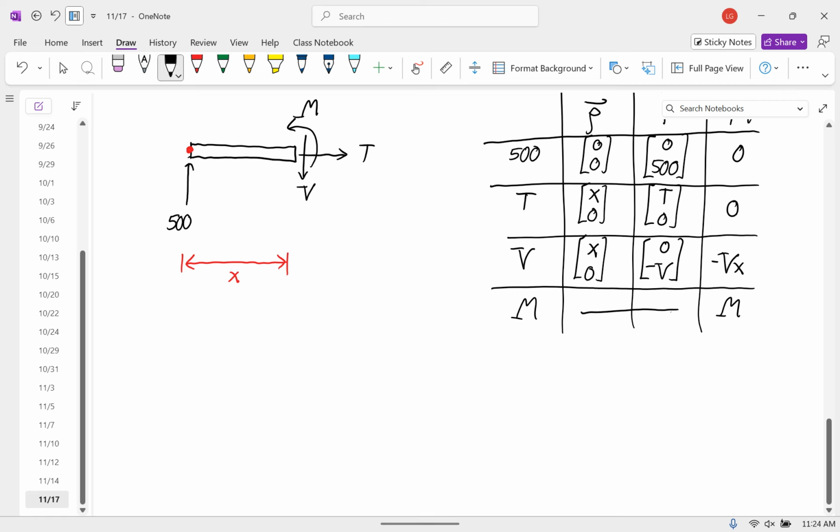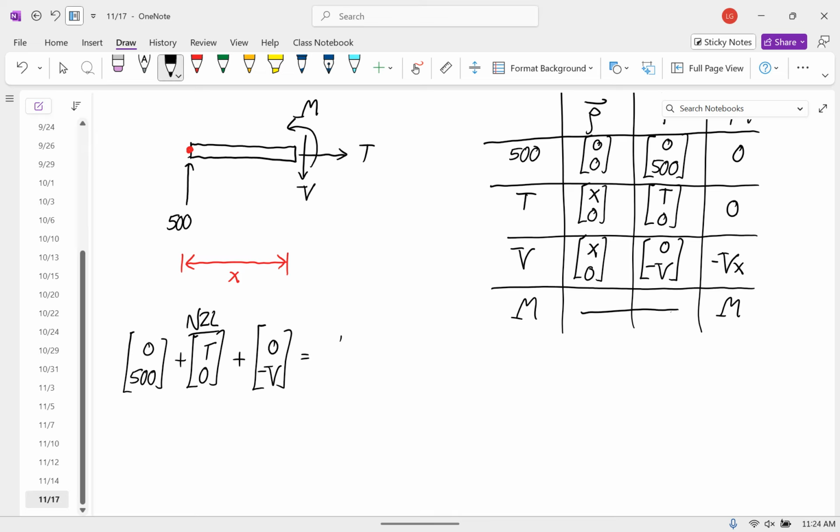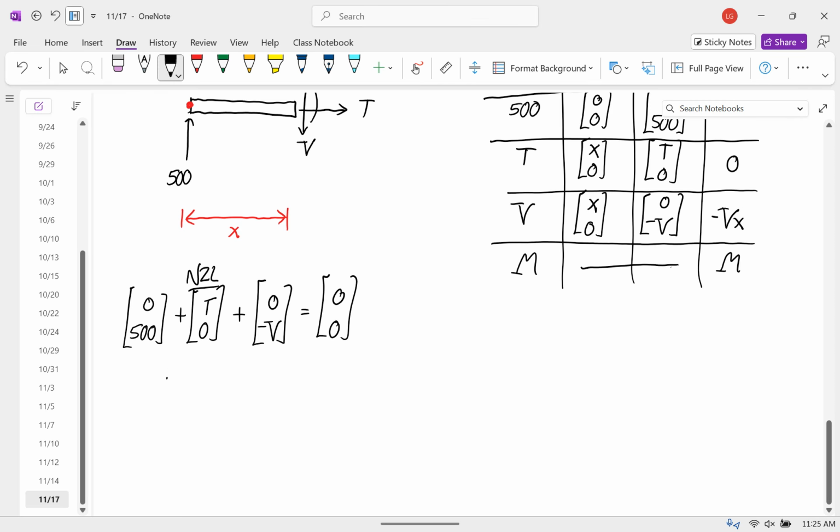And so Newton's second law says 0, 500 plus T, 0 plus 0, negative V is equal to zeros. And so if you solve these, this tells us that T is equal to 0 and V is equal to positive 500.